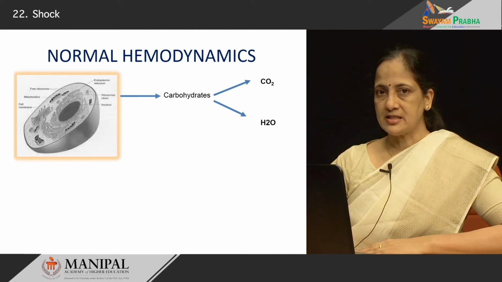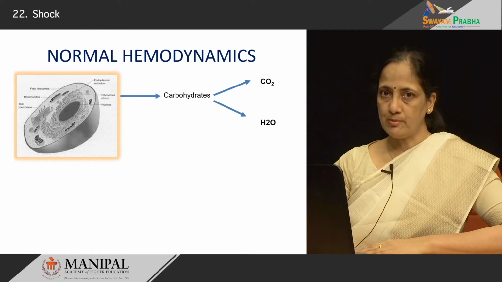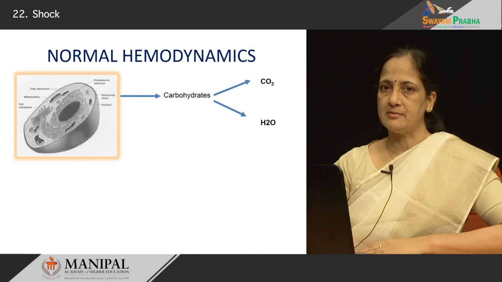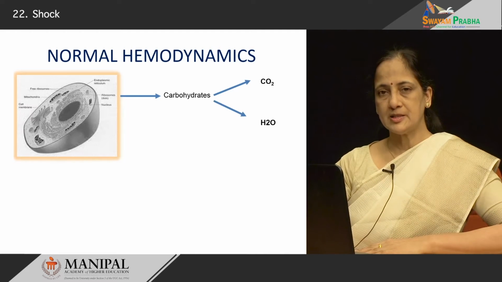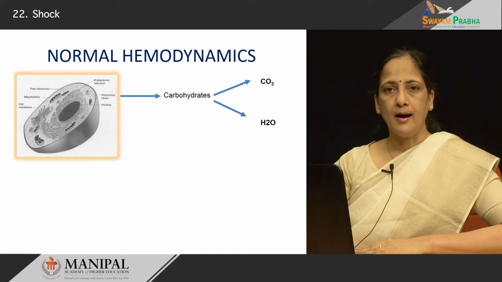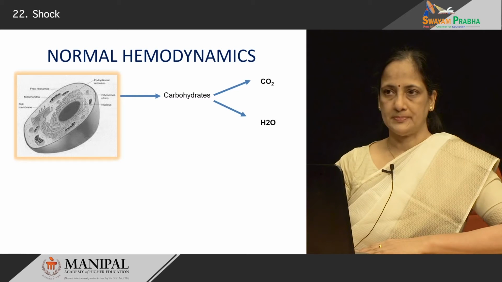Let's go back to the basics for a short while. Now we know that there is a lot of activity, metabolic, biochemical, occurring at the level of the cell. Here, for all those activities, energy is generated by the metabolism of carbohydrates, especially glucose, which is broken down into carbon dioxide and water. This carbon dioxide and water, along with other metabolites that are formed within the cell, are drained into the venules and carried back through the venous circulation to the heart, lungs, and so on.